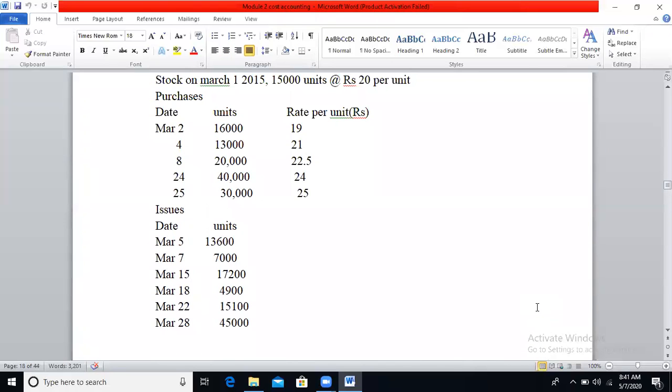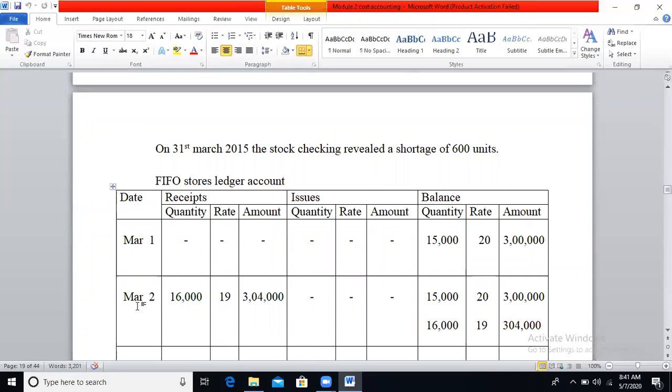The next transaction is March 2nd, we are purchasing 16,000 units at rupees 19. So record this transaction. The date will be March 2nd. Purchases will be considered as receipts. So receipts units will be 16,000 units. The rate will be 19. If you multiply 16,000 into 19, you will get 3,04,000. So still we are having the opening balance units of 15,000 at rupees 20. The total value will be 3 lakh. And the new purchase, that is 16,000 units at rupees 19. The total value will be 3,04,000.